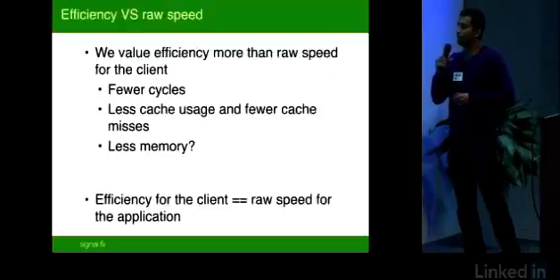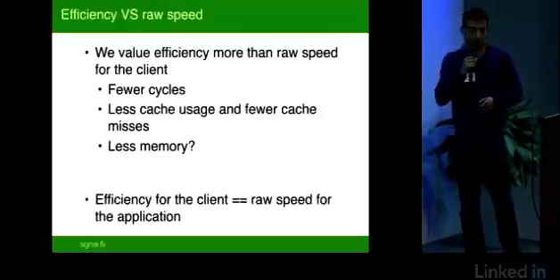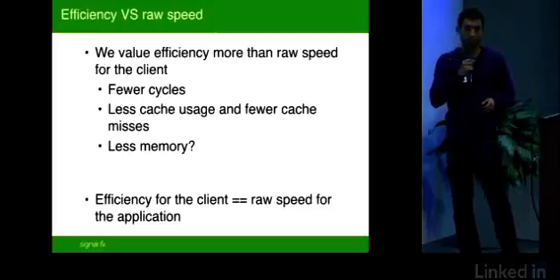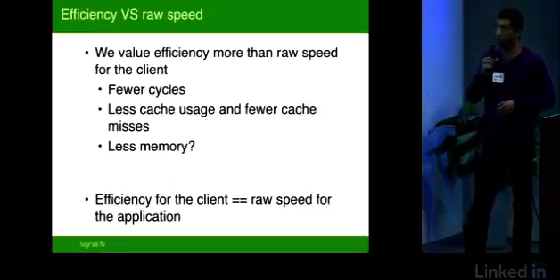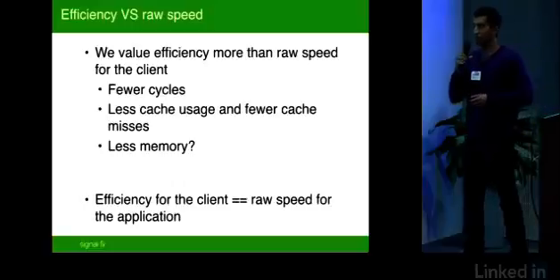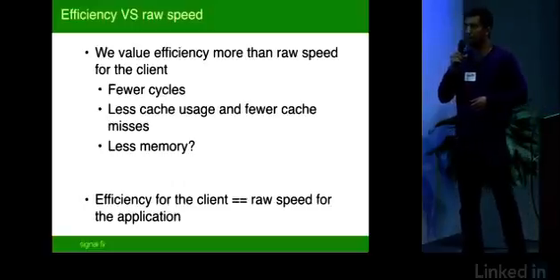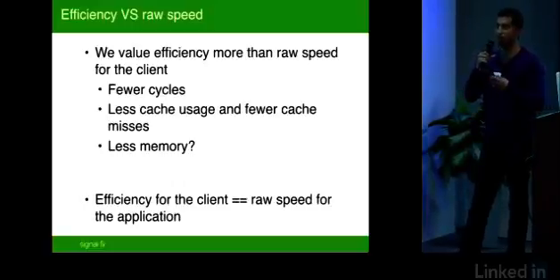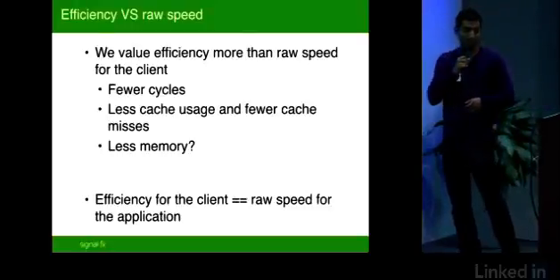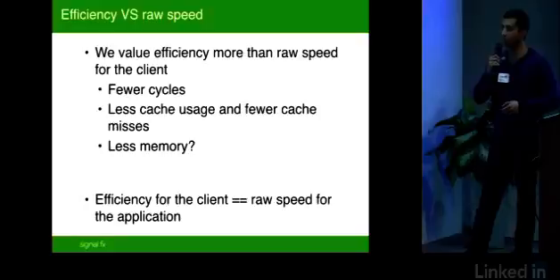So we value efficiency versus raw speed. So the ability to do the same amount of work with fewer resources as opposed to doing more work in less time. So what are the resources we care about? Well, fewer cycles means more cycles for the application, less cache usage, fewer cache misses means more of it for the application. We really care about this one. Less memory, it's good to use less memory, but we don't care about it as much.